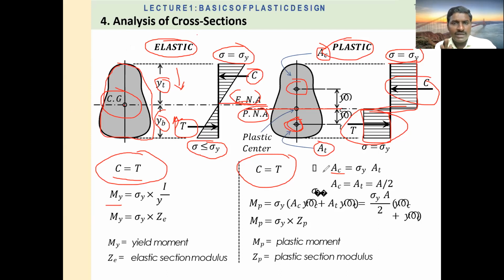So very clearly you can see here elastic and plastic. Up to the yield point it is My, after the yield point it is Mp. Up to the yield point sigma y, after the yield point sigma u, the ultimate load. So similarly here My is nothing but sigma y into I by y.